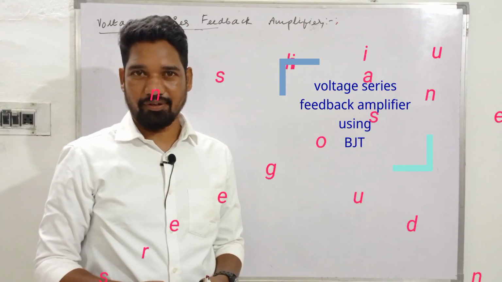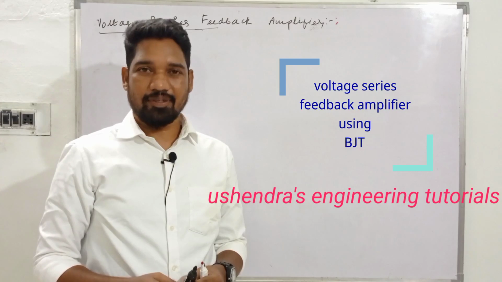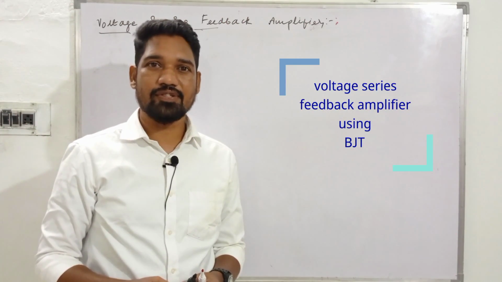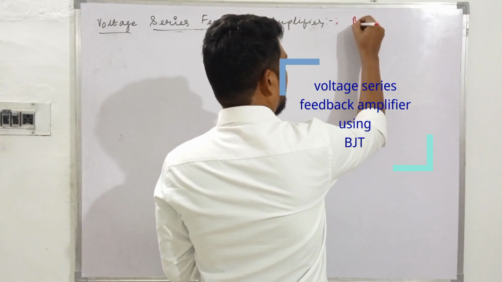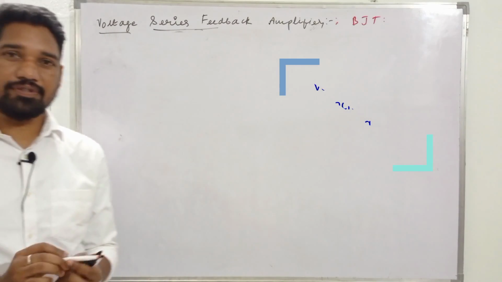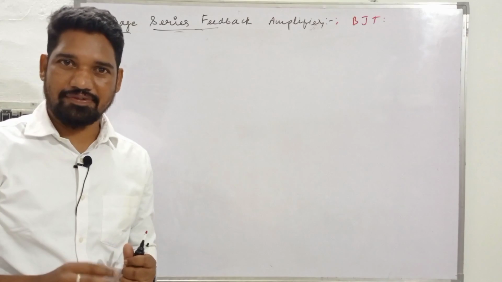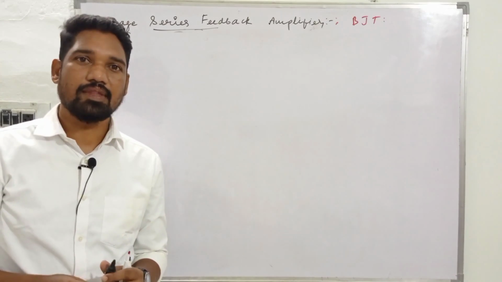Hi, important derivation of some equations regarding feedback amplifiers. One of the important topologies, voltage series feedback amplifier, making use of a BJT. The question is, remember, we have three configurations of a transistor, and which configuration falls under the classification of voltage series feedback amplifier? It's common collector configuration.